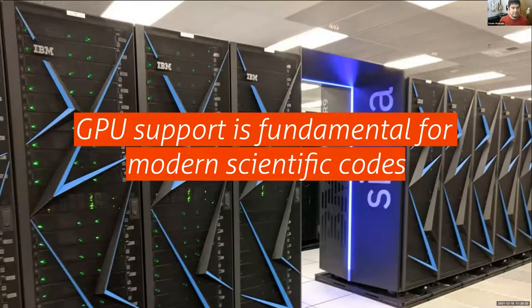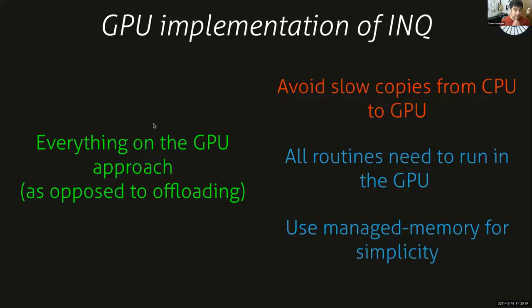And one of the main objectives of INQ is to run on GPUs because it's something that is fundamental today for scientific codes. Most supercomputers are GPU-based these days, and we need to have this GPU support if we want to run on these machines and do large-scale calculations.